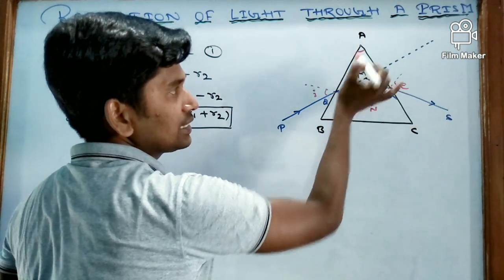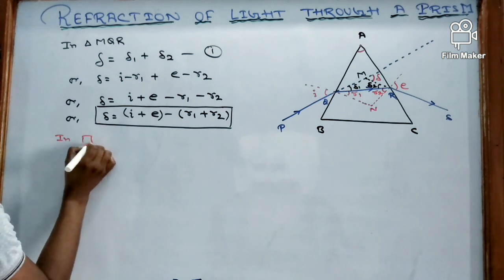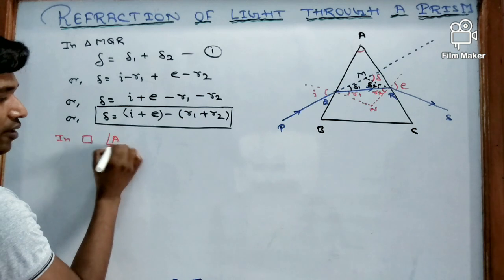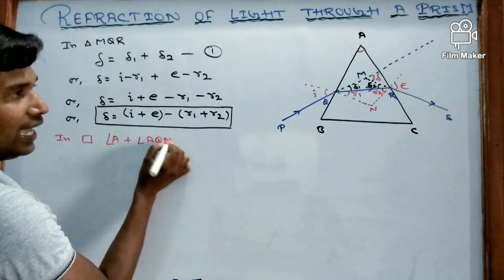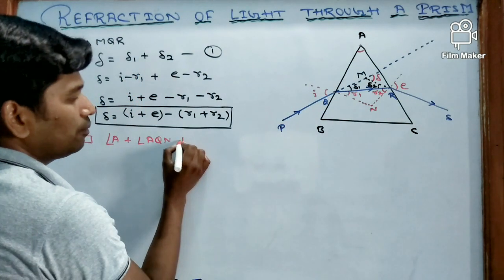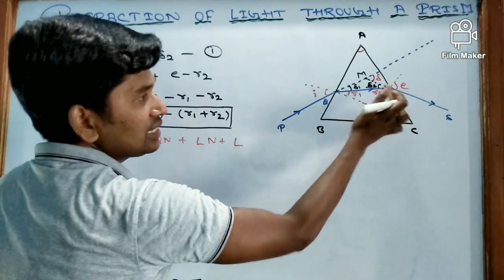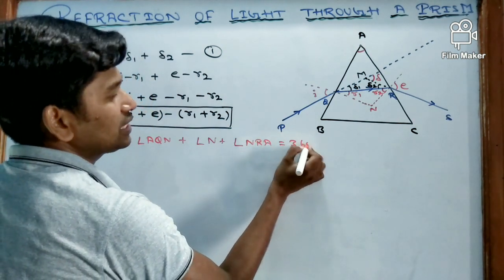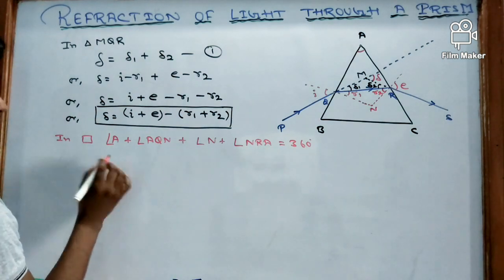So a quadrilateral it is. As we know, in a quadrilateral, the sum of angle A plus angle AQN, that is this angle, plus angle N plus this angle, that means NRA, is equal to 360. We know the sum of all the angles is 360 in a quadrilateral.